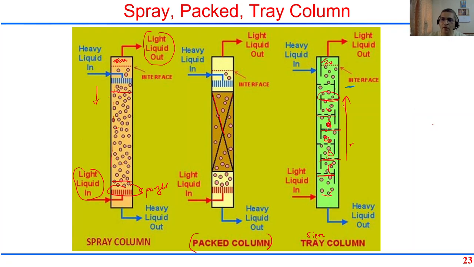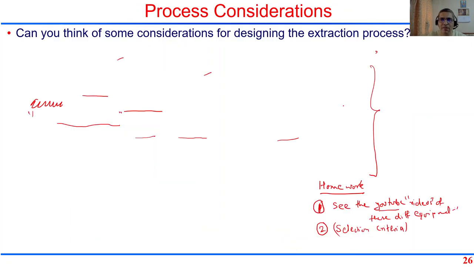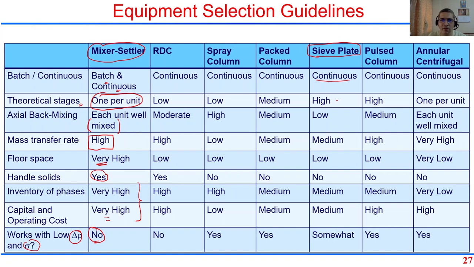But I can arrange one on top of the other and I can have as many such sieve trays as possible and I can get a high number of theoretical stages. Do I have axial back mixing? No. I have very low axial back mixing because I have trays to segregate the flows of the phases. One phase is going down and the other phase is going up, coalescing, dispersing. That's how the axial mixing is avoided.